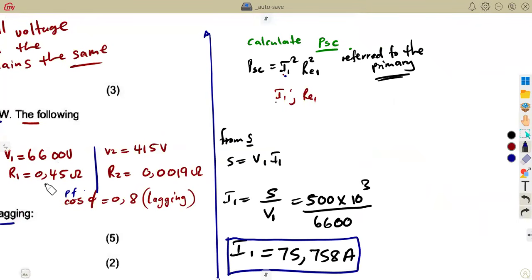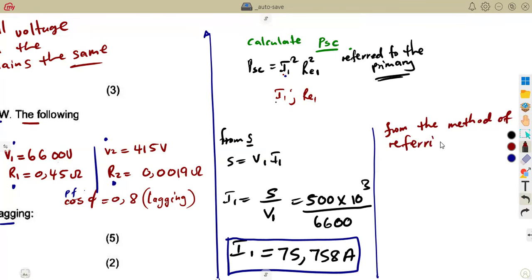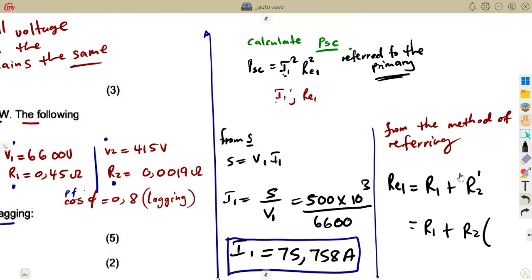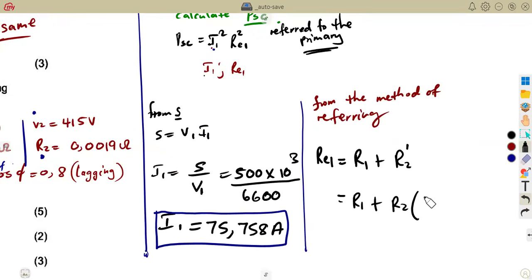We could have made that one the subject. Remember, from the method of referring, because we've got R1, we also have this R2, V1, and this V2. So we can calculate this RE1, from the method of referring. We do understand that if we need the equivalent resistance referred to the primary side, we are going to use R1 plus R2 bar. Take note, this is R2 bar, which is represented by the formula R2 into the transformer ratio squared. In actual sense, it was supposed to be given as N1 over N2 squared.